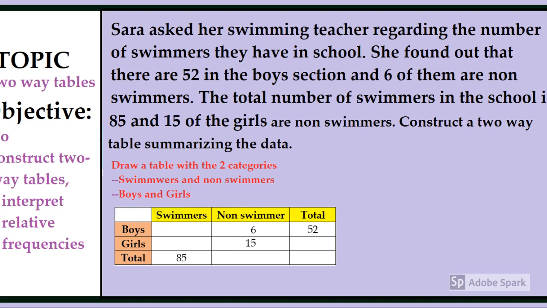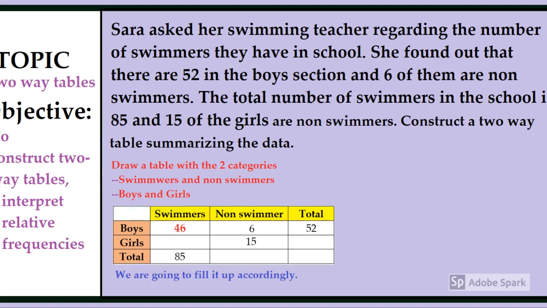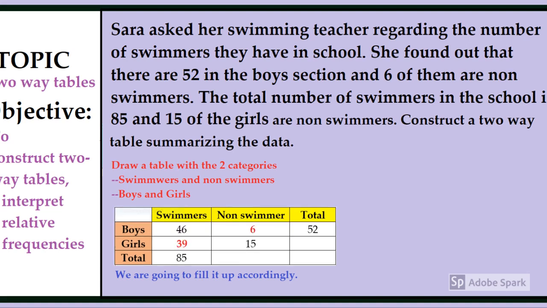So non-swimmers for the boys, 6, and for the girls, 15. The total number of swimmers, 85, and the total number of boys, 52. So we can fill up the table accordingly. Therefore, if there are 52 boys and 6 of them are non-swimmers, 46 are swimmers.